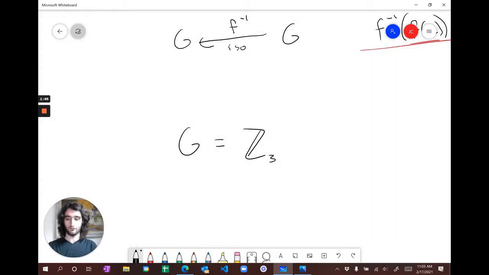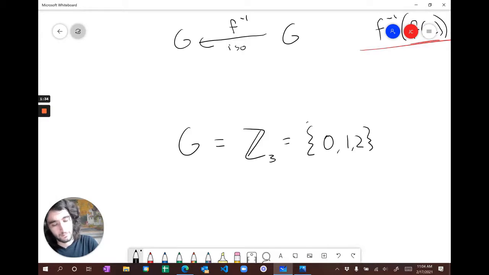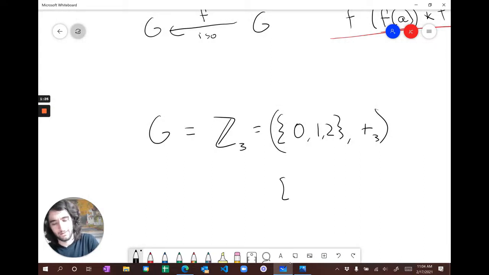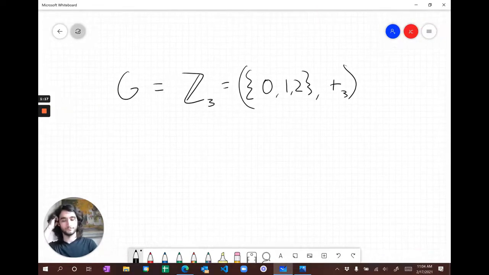Now, what is Z3 exactly? Well, there's a couple ways to define it. I like to define it this way. It's a set 0, 1, 2 together with the operation of addition mod 3. So you can also define it as the set of equivalence classes and stuff, but personally I think that's a pain, so I'm not going to do that. I'm just going to call it 0, 1, 2 with addition mod 3.